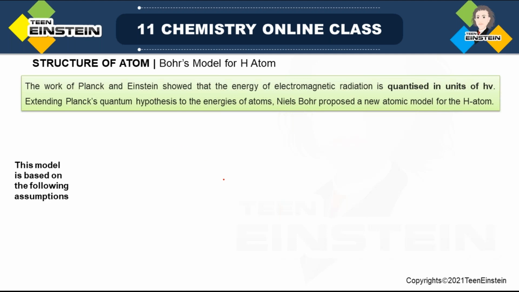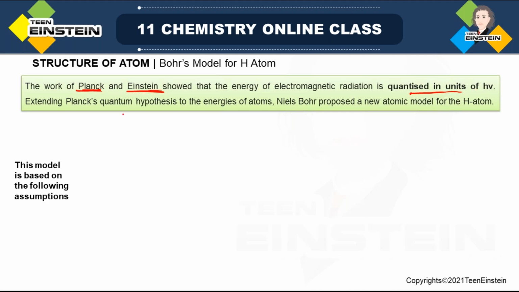Fine. So Bohr's model for hydrogen atom. We have seen the work of Planck and Einstein, and this showed that the energy of electromagnetic radiation is actually quantized in nature. That means h nu, which is known as a single packet of energy, will be available. It is not continuous in nature, it is quantized in nature.